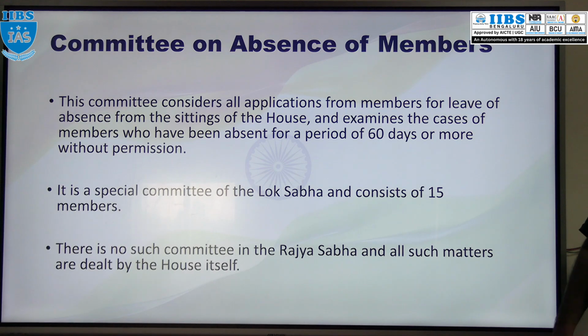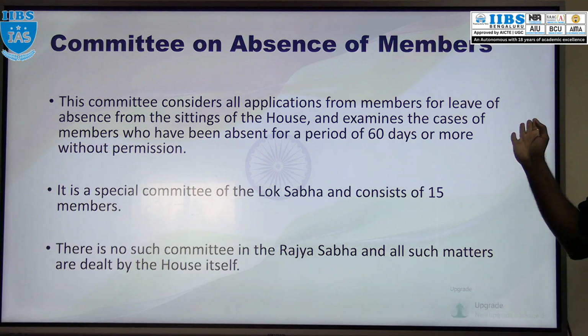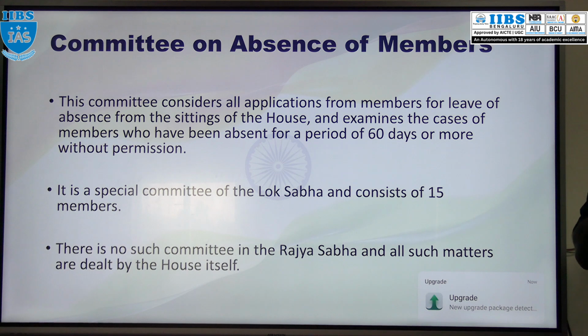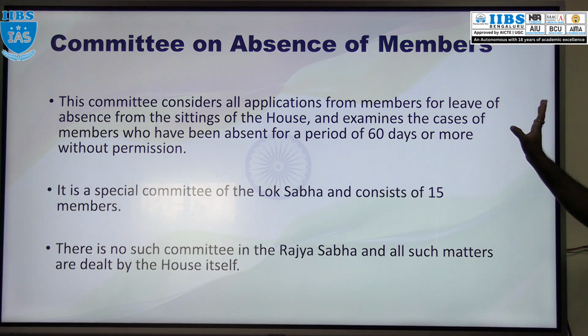Then Committee on Absence of Members. If members are absent, they will take leave of the house, right? So those will be taken up by this committee. Applications for leave will be taken up by this committee. Then if any member is absent from the sessions of the house continuously for more than 60 days without permission, that case will also be dealt with by this committee. Why? Because that is a disqualification. I hope you remember. Any member of parliament who is absent from the session of the house continuously for 60 days without permission, that is a disqualification. That will also be taken up by this committee.